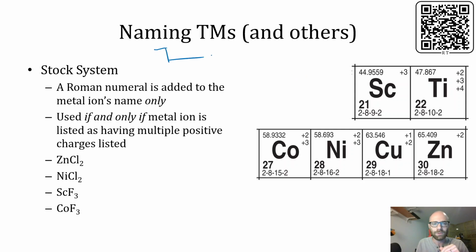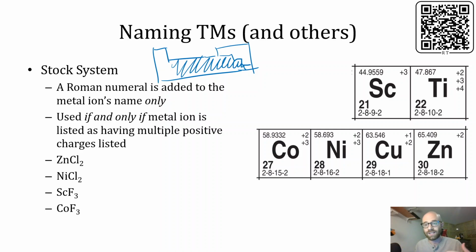So on our periodic table, we're talking about this region here. Really, we're talking about any metal that has multiple charges listed. If there is more than one charge on the periodic table in the upper right-hand corner, we're going to have to use this stock system where naming the metal cation is not just using the element name anymore. We have to add something to say it's that specific copper or that specific nickel or that specific titanium. The way we do that is by adding a Roman numeral, sometimes in parentheses, sometimes not, usually in parentheses.